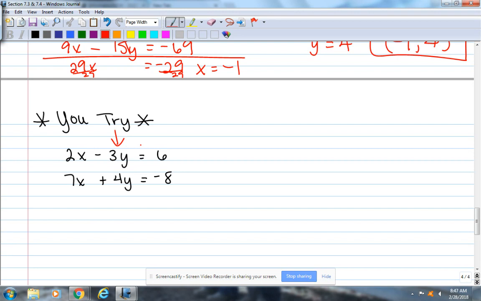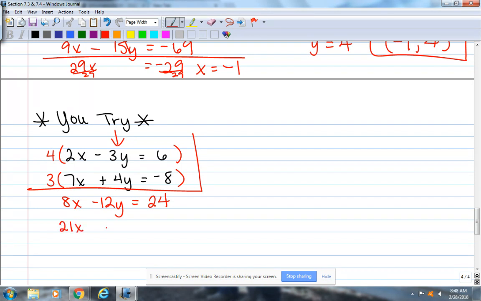So what did you multiply times the top row? 4. Good. And what did you multiply times the bottom row? 3. Did everybody do that? We good. Okay. So y'all just help me out and make sure I do it correctly. So what's 4 times 2x? 4 times negative 3y. 4 times 6. Okay, on the bottom, 3 times 7x, 3 times 4y equals, what's 3 times negative 8? Oh, fun. And then the y's cancel.